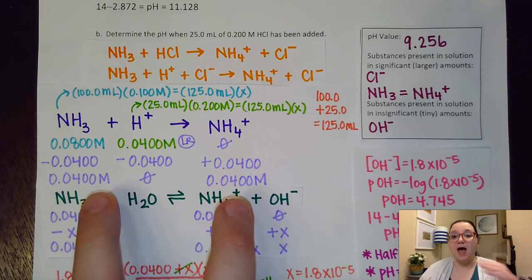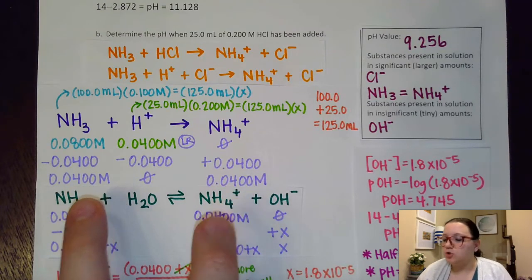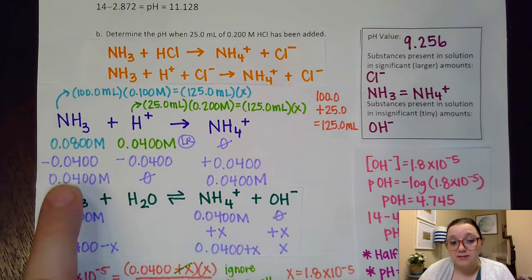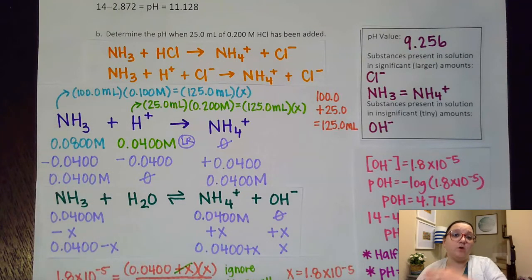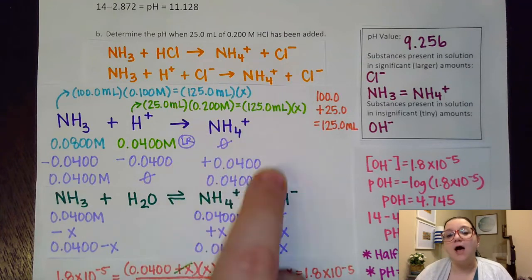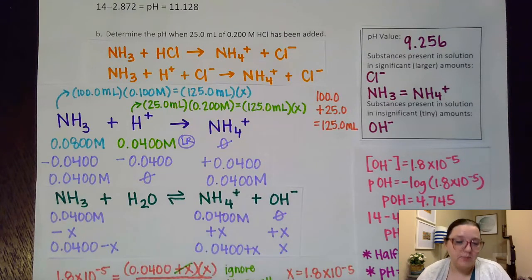Before you get to the half equivalence point, you should have more weak base. After the half equivalence point, you should have more conjugate acid. And so we'll talk about that a little bit more when we get to our titration curve.